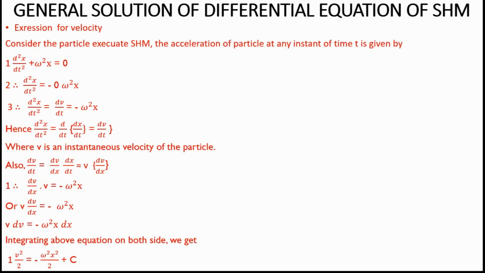dv by dt is equal to dv by dx into dx by dt, that is equal to v into dv by dx. Separating the variables, v into dv by dx is equal to minus omega square x, so v into dv is equal to minus omega square x into dx. Integrating the above equation on both sides, we get v square by 2 is equal to minus omega square x square by 2 plus c.